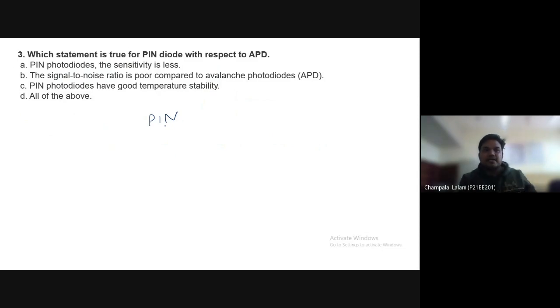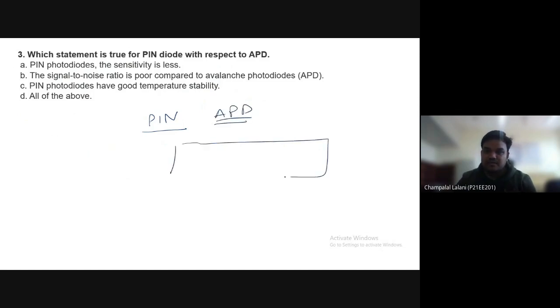Yeah, D is the correct answer. See, we have two kinds of photodiode for the reception of light. One is the pin photodiode that we have already seen here. The second is the APD, avalanche photodiode. The structure of the avalanche photodiode is somewhat like this.